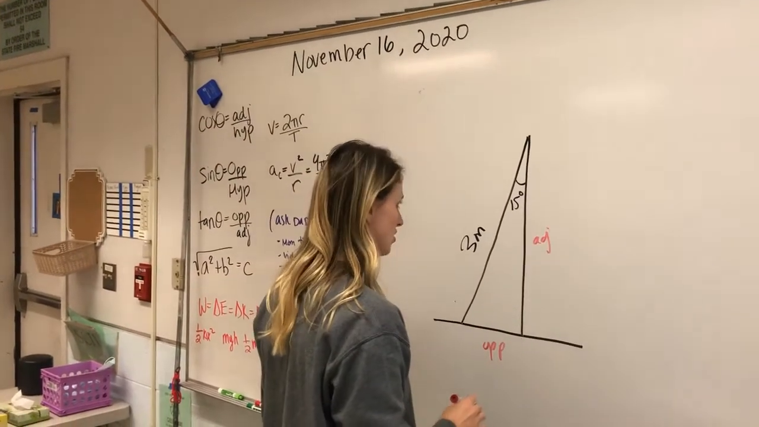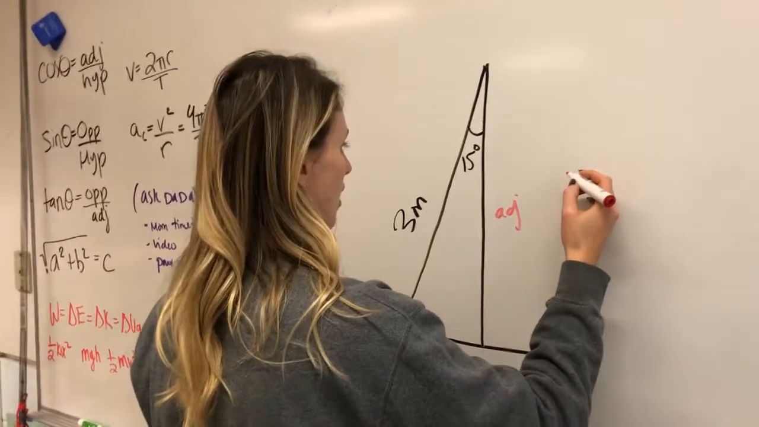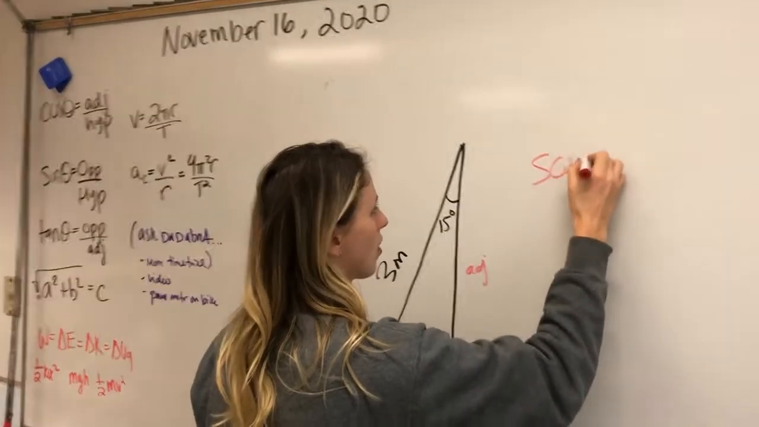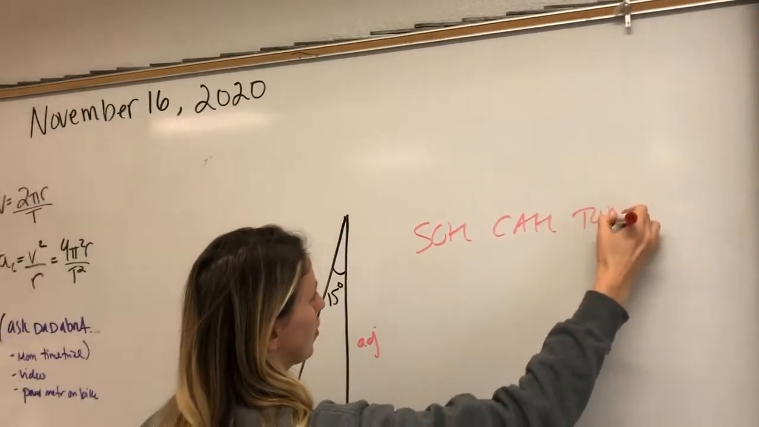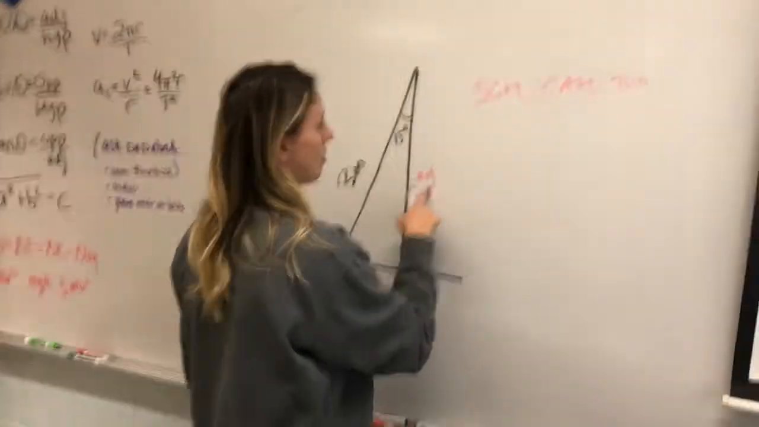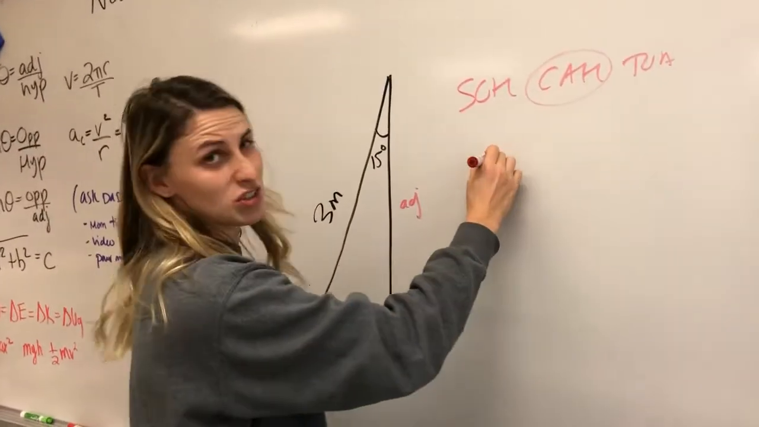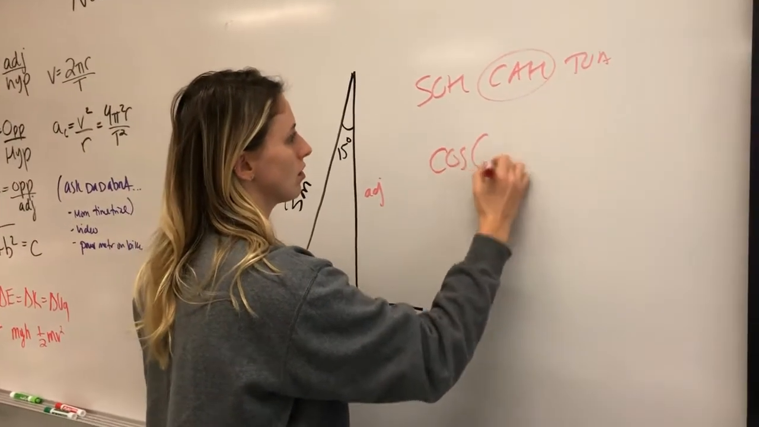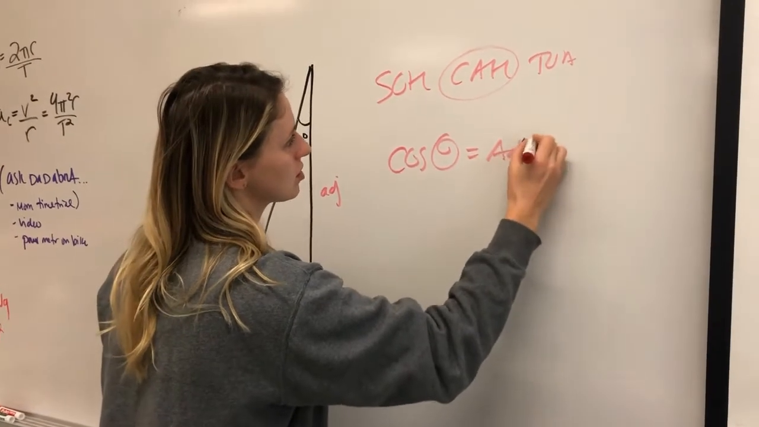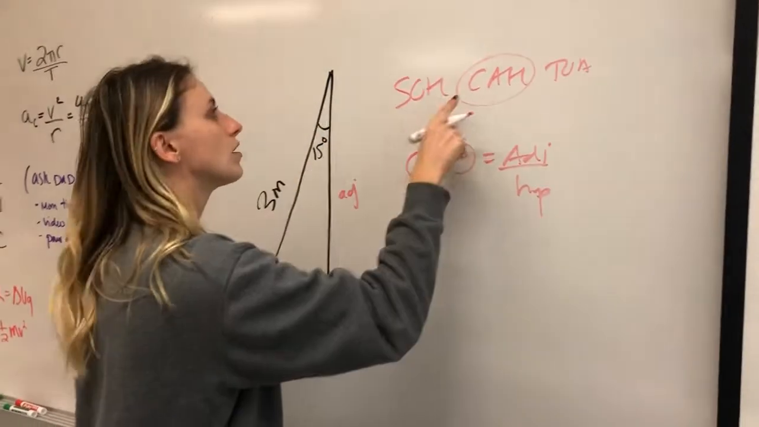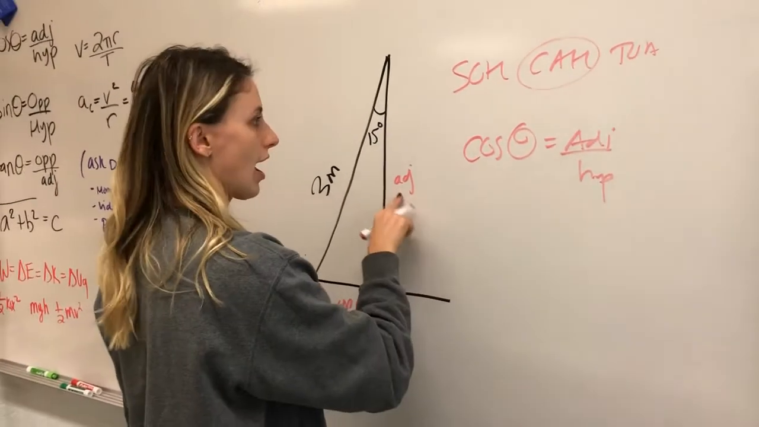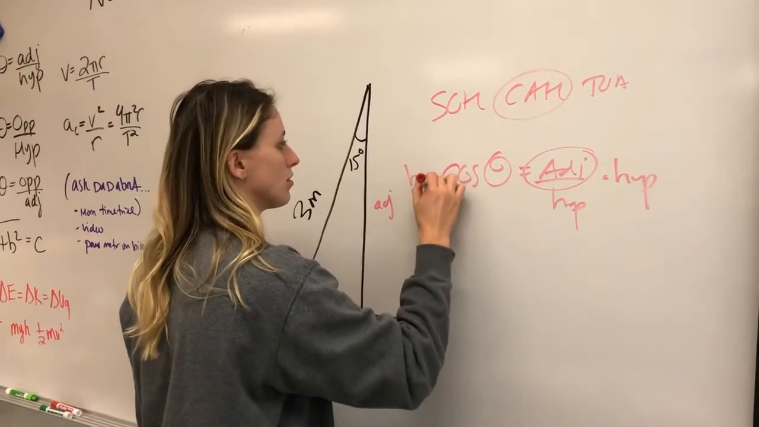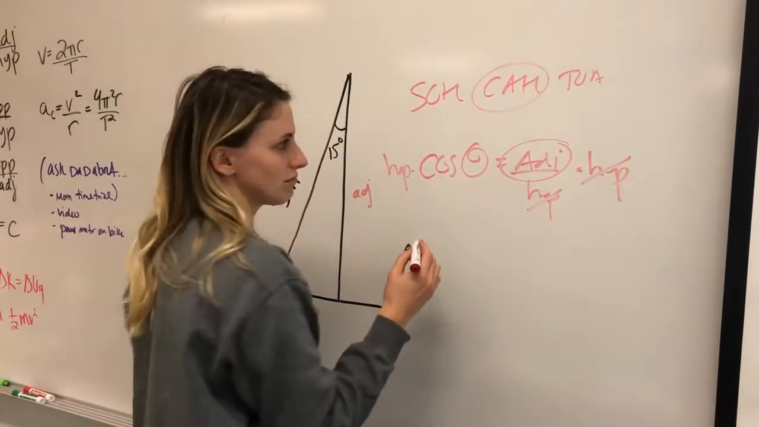We can use our trigonometric functions. SOHCAHTOA, which one has the adjacent side? Cosine: adjacent over hypotenuse. Should I just cut straight to the point, or show them all the work? Show them the work, they might have forgotten. Cosine of theta equals adjacent over hypotenuse. We want to know the adjacent side, so how do we get rid of the hypotenuse? Multiply by the hypotenuse on both sides. If you have to do this every single time, that's okay.